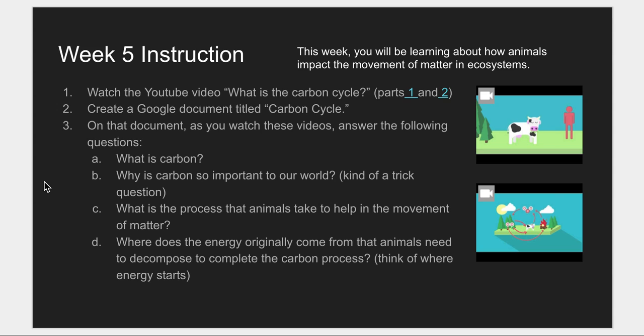Number 1, what is carbon? I should have already helped you with what that is, so hopefully you understand that. Second, why is carbon so important to our world? It's kind of a trick question because I already explained what carbon is and where it is in our world, so think outside the box on this one. The third question is, what is the process that animals take to help them in the movement of matter? Definitely think about that whole cycle and how animals are part of it. And then lastly, where does the energy originally come from that animals need to decompose and complete the carbon process? So where does energy start? This is a topic that we talked about the last couple weeks, and especially 2 weeks ago. So think about that.